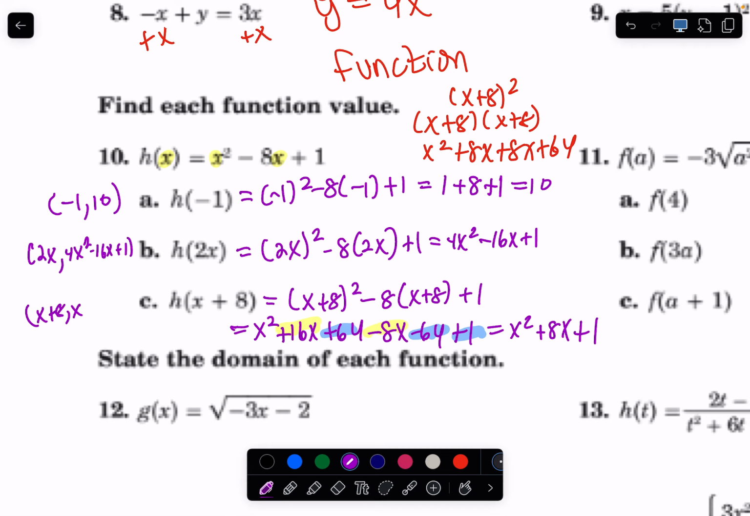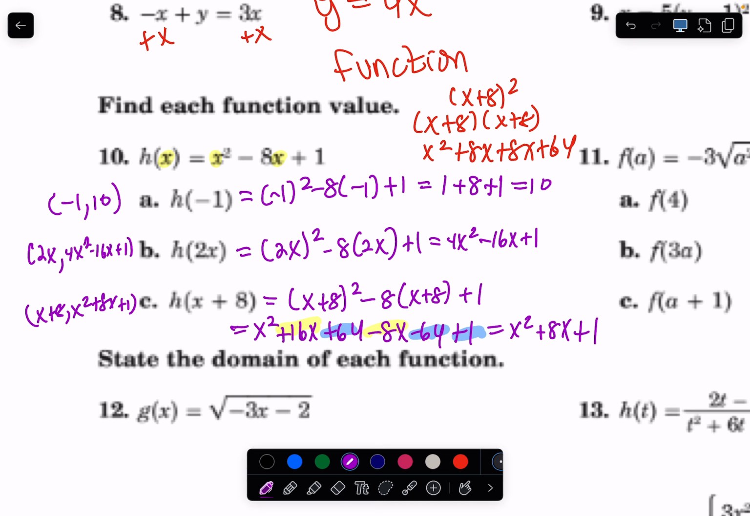Are there any questions about number 10? Is that good? Okay. Now let's do 11. Same idea. Just a slightly different kind of function.